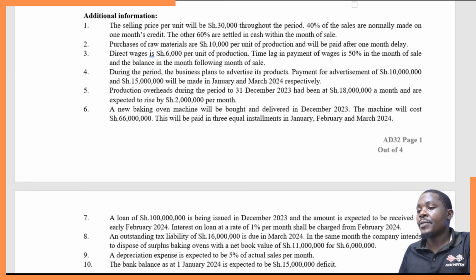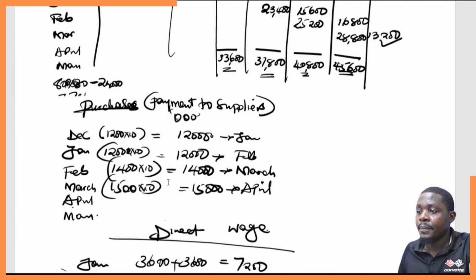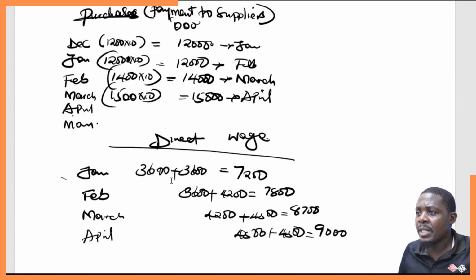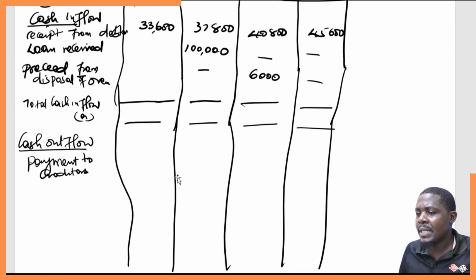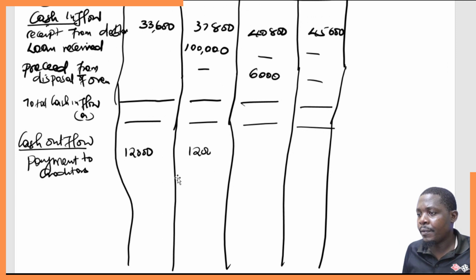Payment to creditors, we had that particular figure somewhere. We computed it. Creditors, purchase. We are told that the payment to suppliers, we have 12,000 in January, 12,000 in February, 14 in that month. Now it's just easier for us to indicate. At this one, you have 12. Then here we hit 14. Then we hit 15.